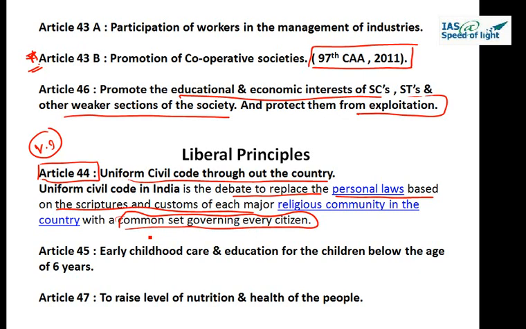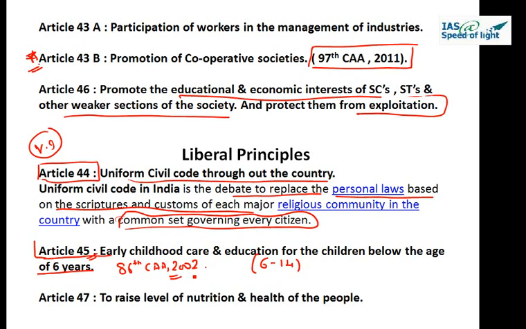Coming to the next article, which is Article 45, it talks about early childhood care and education for all children below the age of 6 years. We have seen this in fundamental rights also, the 86th Constitutional Amendment Act 2002. Previously, Article 45 was about education for children of 6 to 14 years. Now that is included in the Right to Education, Article 21A, and the matter here has been changed. Now it talks about early childhood care and education for children below the age of 6 years. So this is also a very important Constitutional Amendment Act, the 86th.